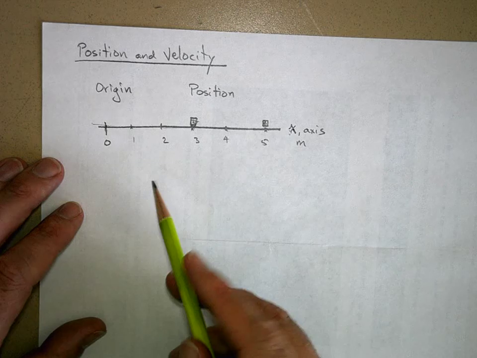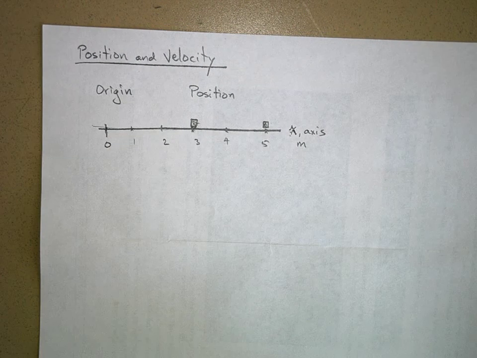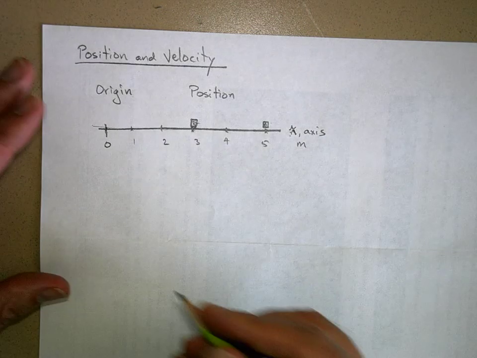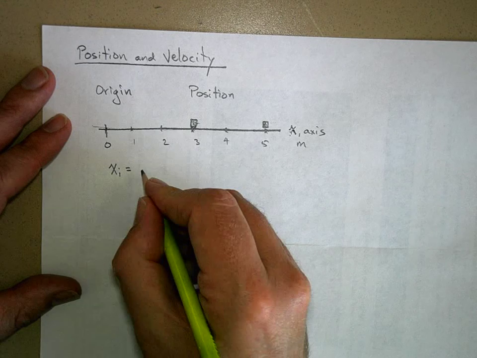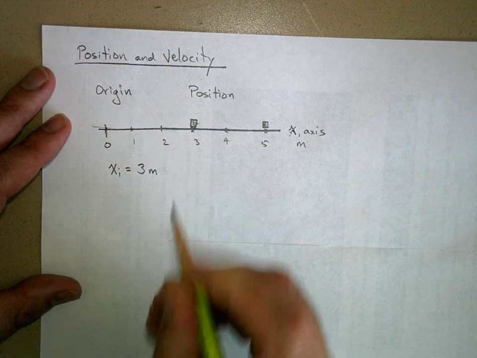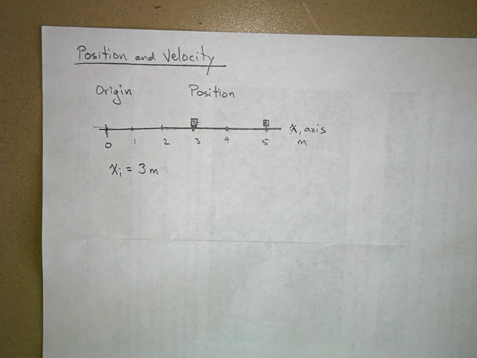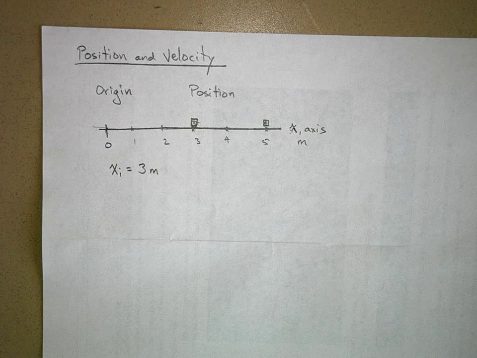So I have a way of expressing position as a variable. I'm just going to call it x. So I could say x initial equals 3 meters. That little subscript i, you've seen this many times before, just means where it was at the beginning of my time interval, or the time that I'm looking at.